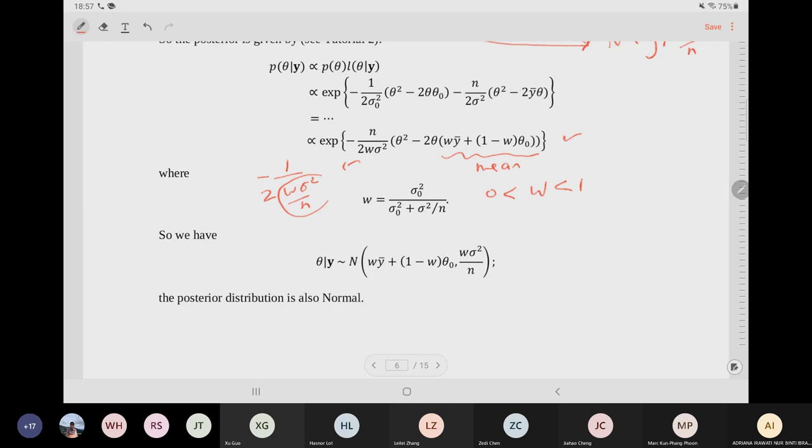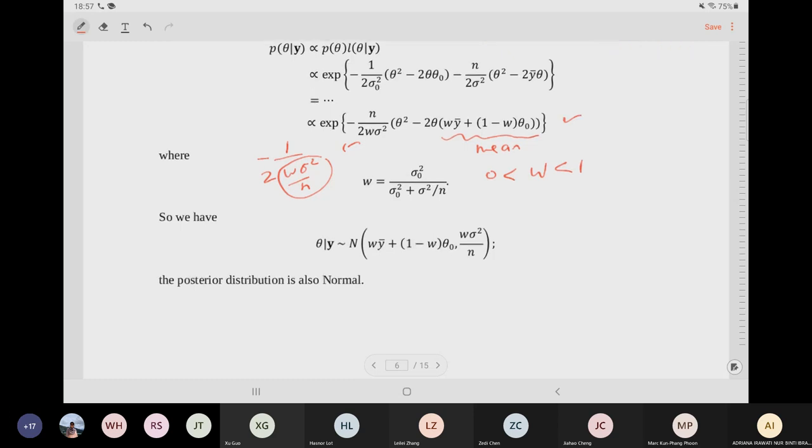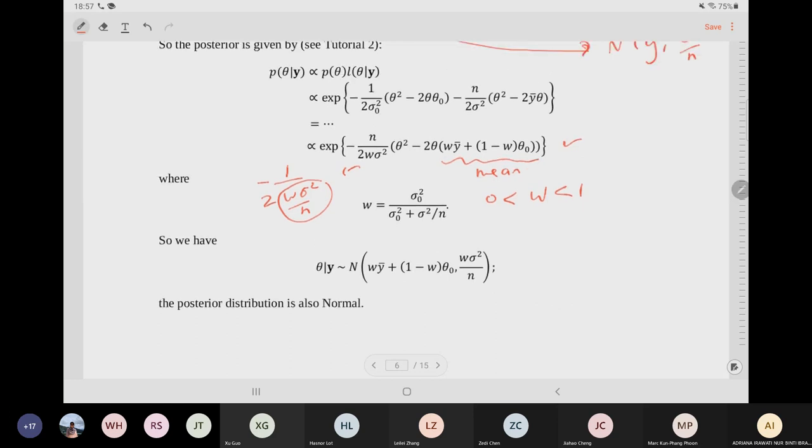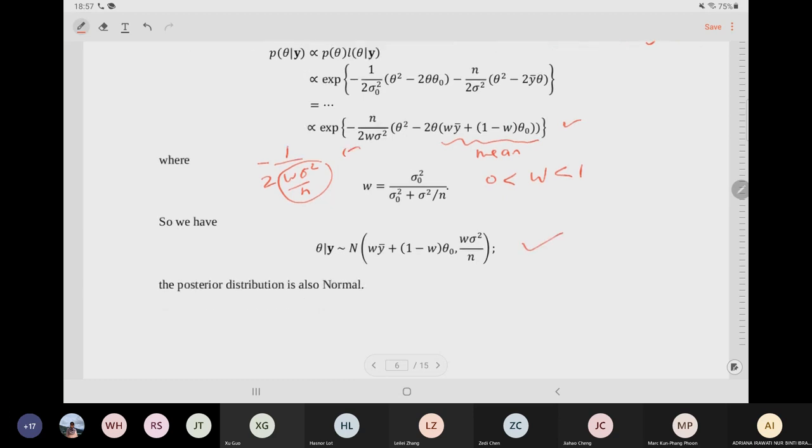After this, I think I posted tutorial 1 on Spectrum already. One of the questions is for you to look at the kernel of the distribution, and given a kernel, you have to identify the distribution, both ways. This is like a kernel of the normal, so this is your mean and this is your variance. That's why your posterior is now normal with this mean and this variance.